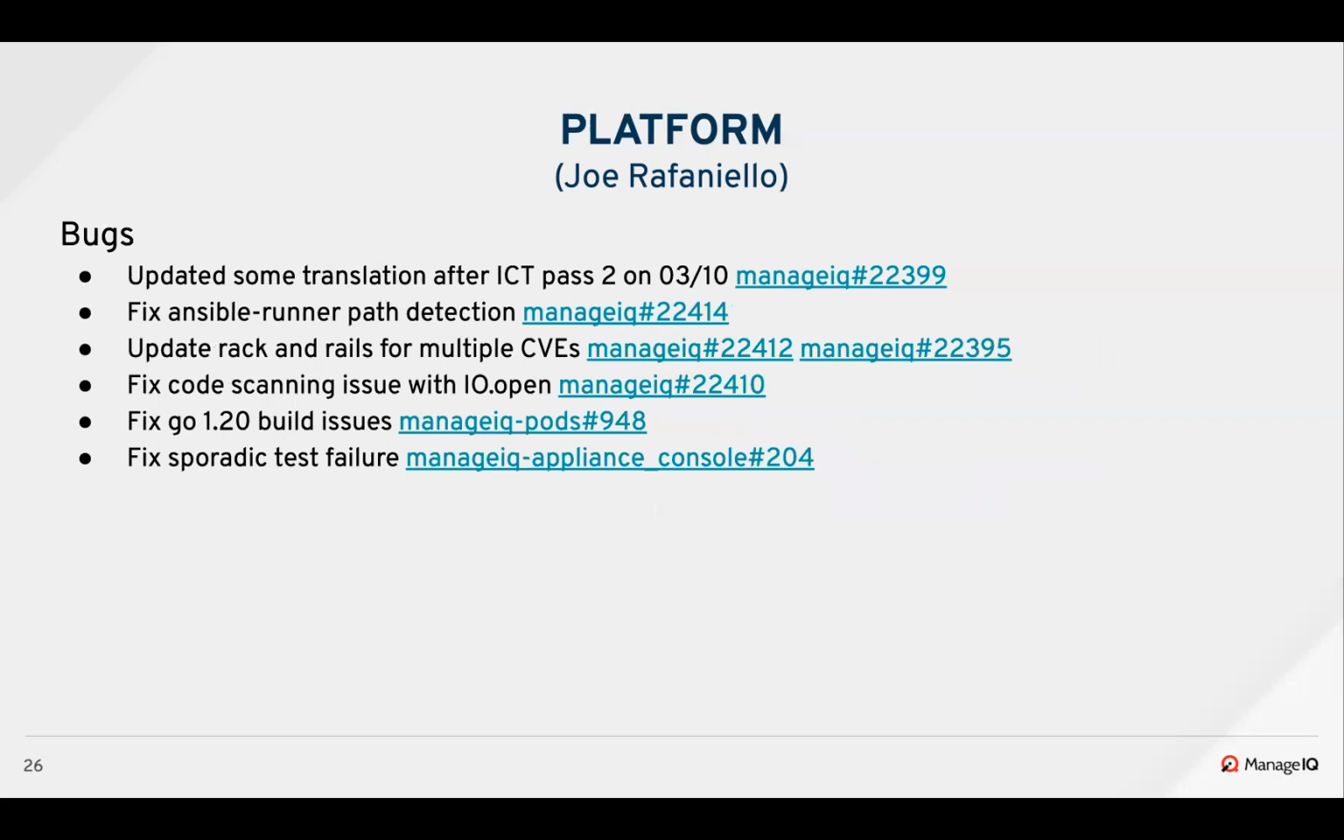For bugs, Frank fixed a few translation bugs. Jason had a backportable tactical fix for that Ansible runner enhancement I mentioned previously. Jason also forced our Gemfile to use the newer Rack and Rails version to deal with multiple CVEs. And Jason fixed a code scanning warning by using File.read instead of IO.read. Brandon fixed build issues with Go 1.20. And Jason fixed the sporadic test failure in the database replication specs. That's it for the platform.